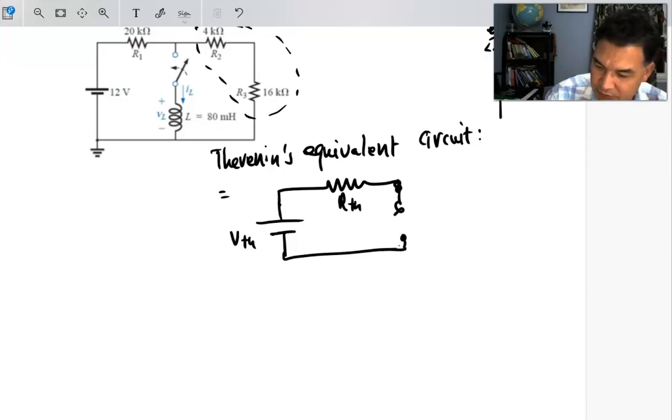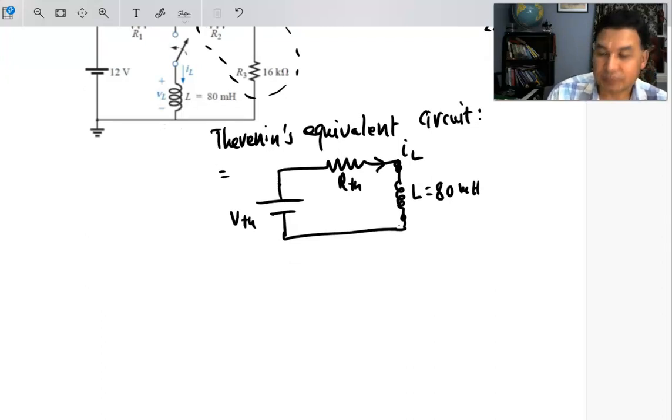And your load is what? Inductor. Your inductor is your load, which is 80 millihenry, based on the question. And then you can find out this load current, which is the inductor current, and what is the inductor voltage?